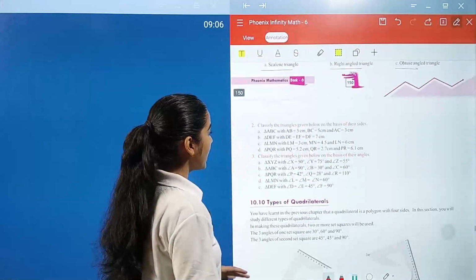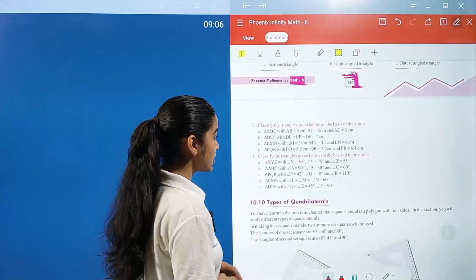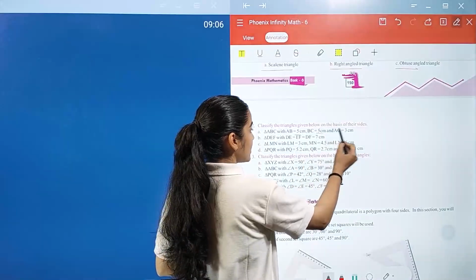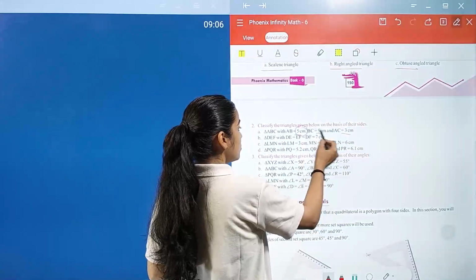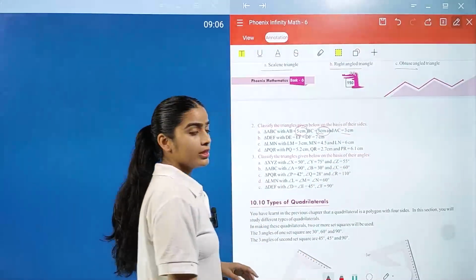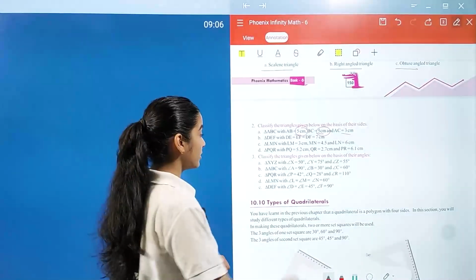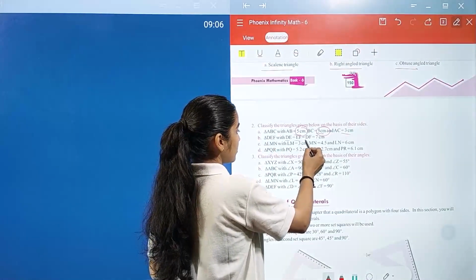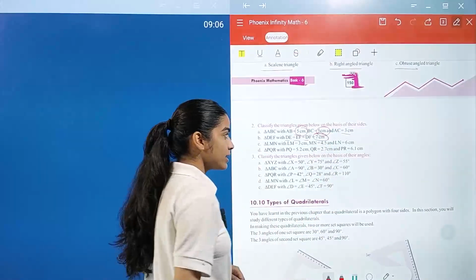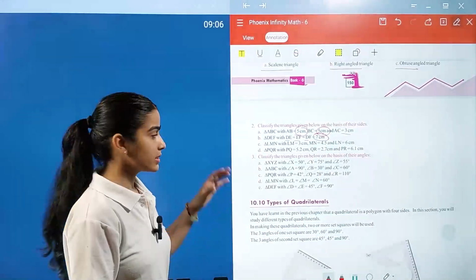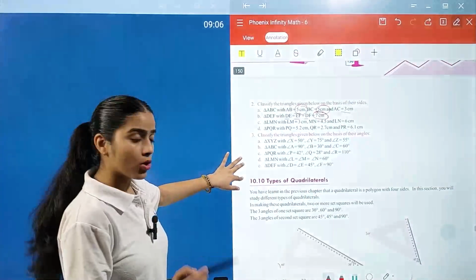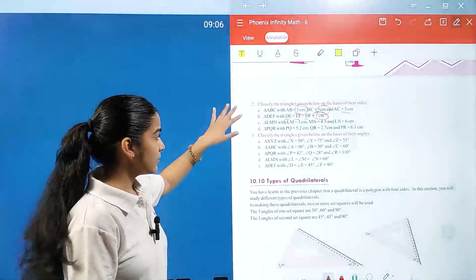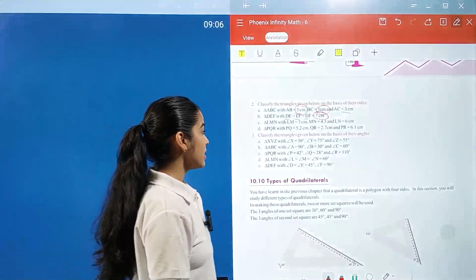Now classify the triangles given below on the basis of their sides. 5 centimeter, 5 centimeter, 3 centimeter. It means two sides are equal to each other, so it is an isosceles triangle. Triangle DEF with DE equal to EF, EF equal to DF, all three sides equal to 7 centimeter. It means it is an equilateral triangle. So accordingly, you can classify by seeing their side measurements.